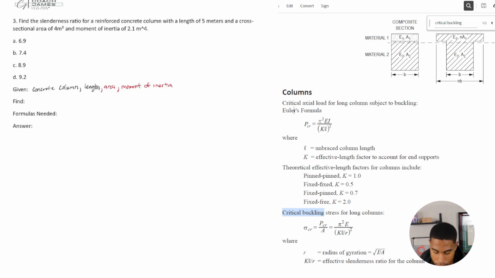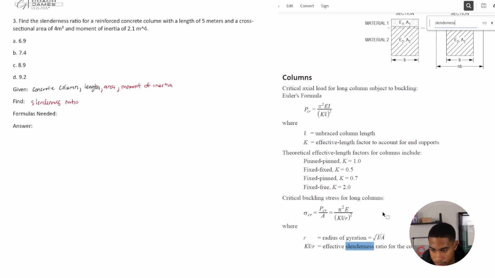All right, what are we trying to find? It says find the slenderness ratio. So how do we get slenderness ratio? I don't know. Maybe you all know, but I don't know. So let's look up slenderness. All right, so the effective slenderness ratio for the column is KL divided by R.